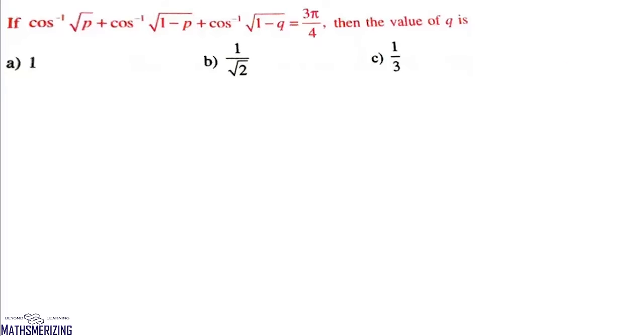Now here the question is, if cos inverse under root p plus cos inverse under root of 1 minus p plus cos inverse under root of 1 minus q equals 3 pi by 4, then the value of q is.